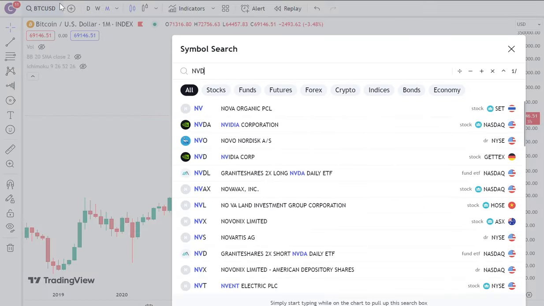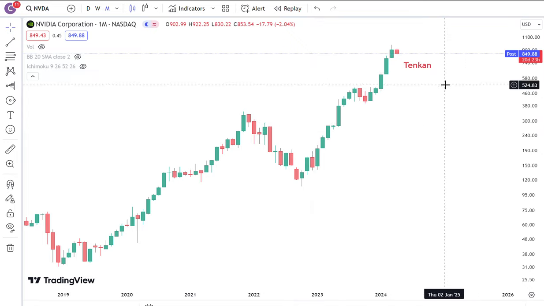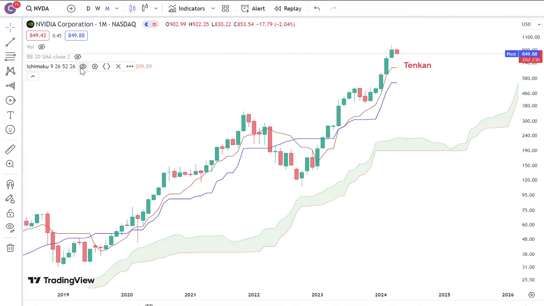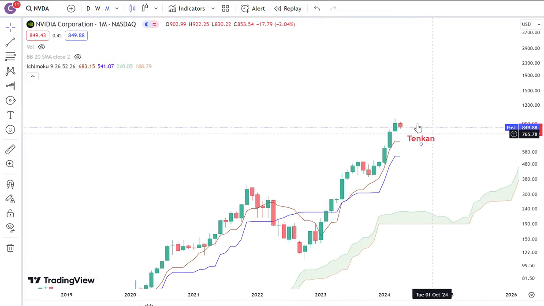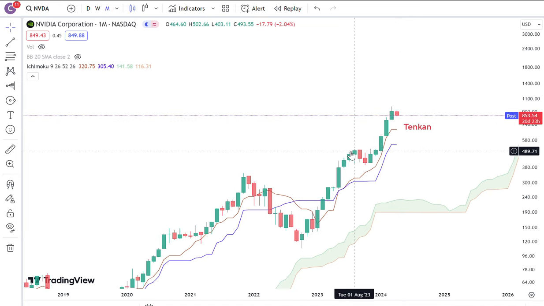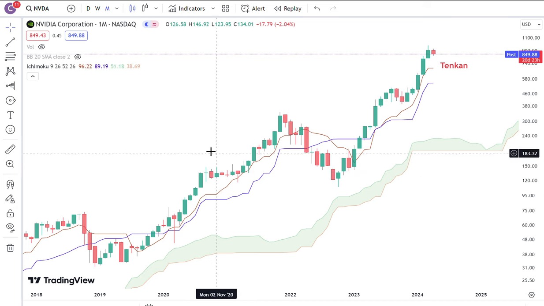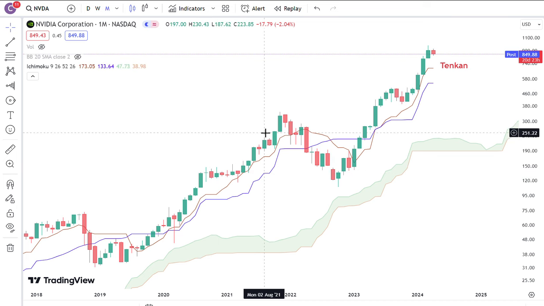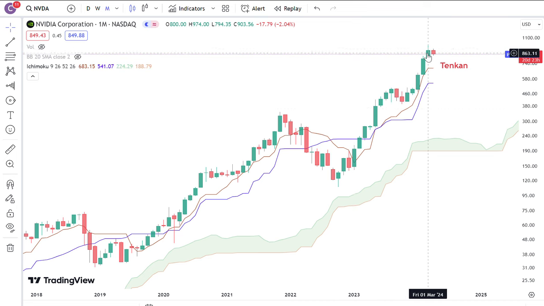The one thing to really talk about is NVIDIA, right? If you look at NVIDIA's Ichimoku Cloud, it does look like it's a little bit far extended away from the Tenkan, doesn't it? Just like it did over here, where price had to go sideways for a few months. Just like it did over here, and just like it did over here. So we are a little bit more overextended.